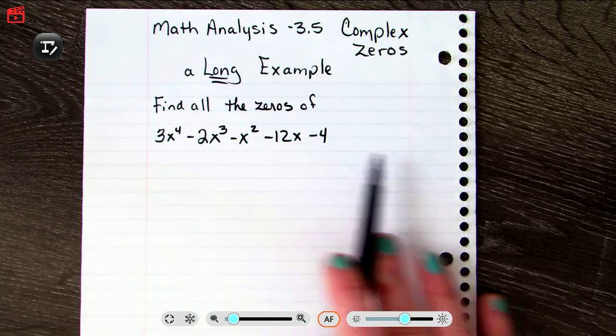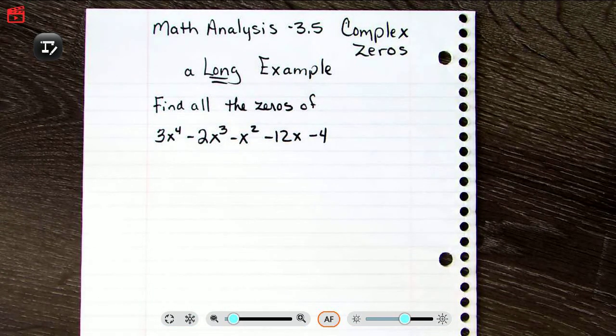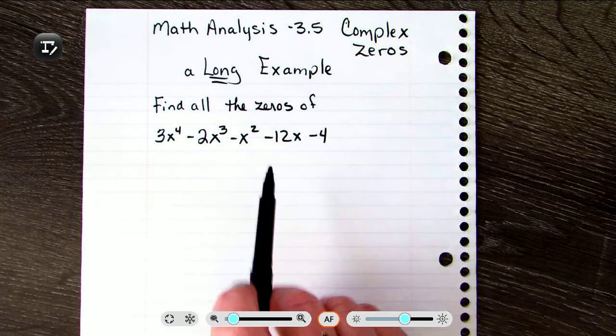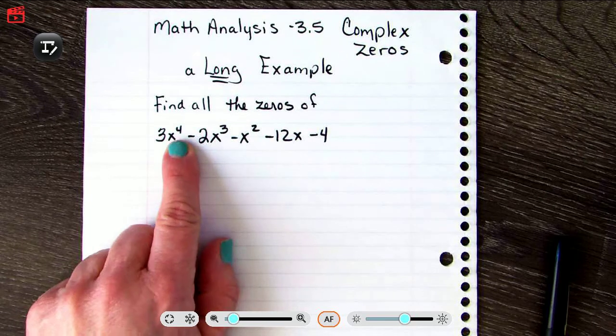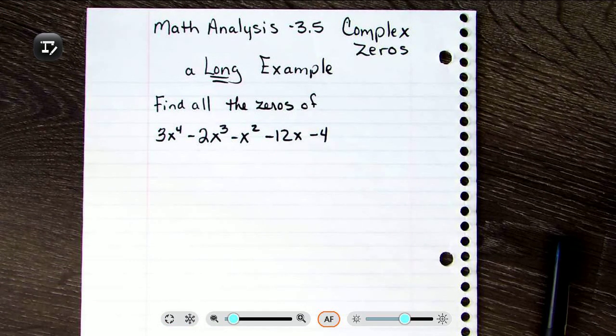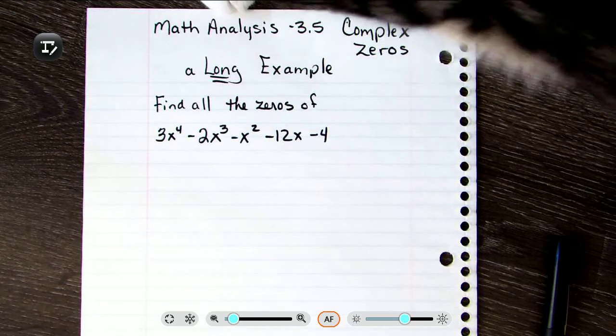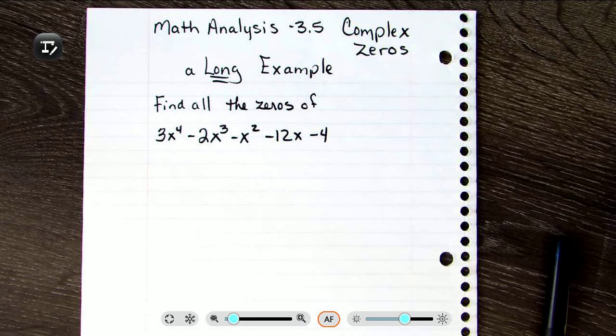So here is my polynomial, 3x^4 - 2x^3 - x^2 - 12x - 4, and we are to find all of the zeros. The first thing I would do is notice it is a fourth degree polynomial, which tells me I'm going to have 4 zeros. Now all of those zeros may or may not be the same. We could have 4 zeros all being the same, or we could have different pieces.